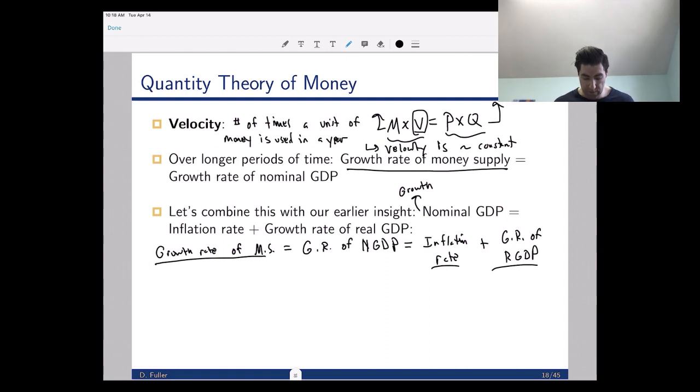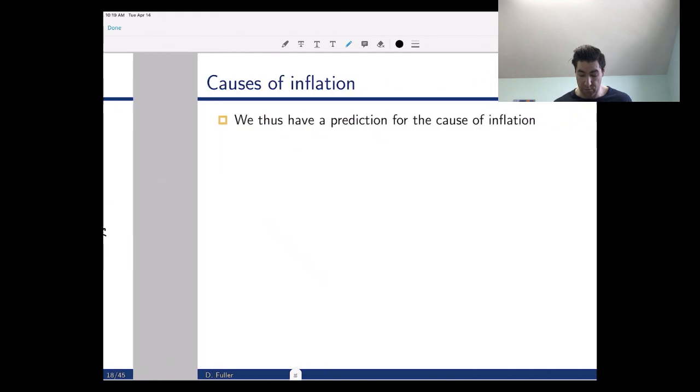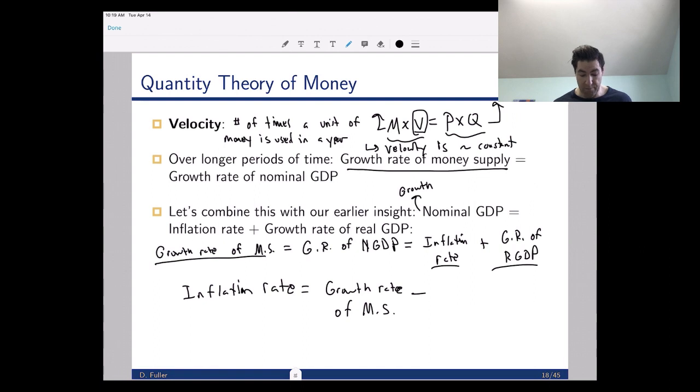What determines our inflation rate? Well, according to this then, the inflation rate is going to be equal to the growth rate of the money supply minus, I'm going to subtract, the growth rate of real GDP. And so the inflation rate is the difference in growth rates between the money supply and the growth rate of real GDP, or the quantity.